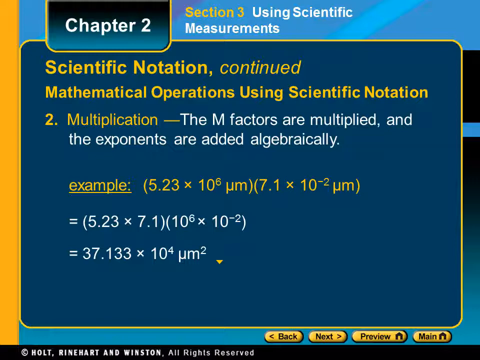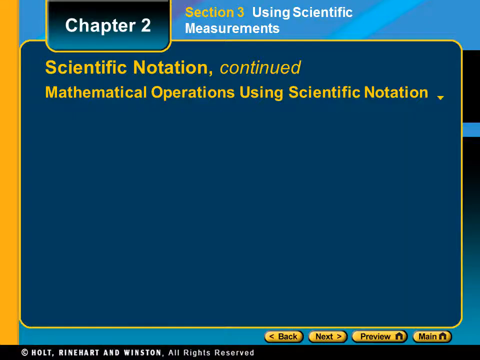That gives you 37.133, and when you multiply your exponents, you just add them, so 6 plus negative 2 is 4, and you have to remember that you multiplied micrometers, so now that's micrometers squared. Then you need to convert it into proper scientific notation, so you move the decimal point appropriately, and what you get is 3.7 times 10 to the 5 micrometers.